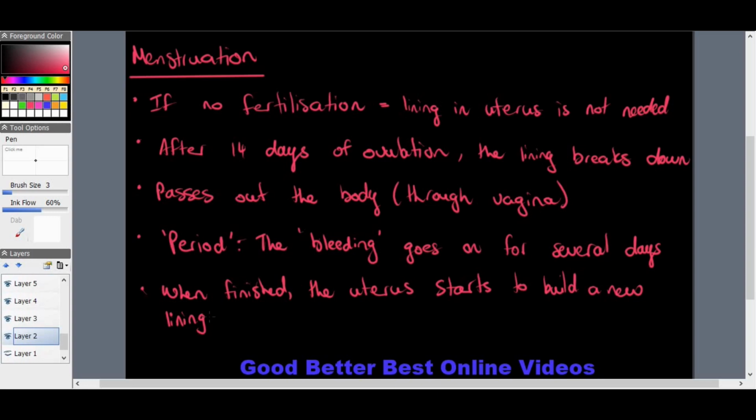The next ovulation period happens about 14 days after the start of the period, by which time the uterus lining is ready again to receive a new fertilized egg. So the whole process takes about 28 days. That's why a woman gets a monthly period.